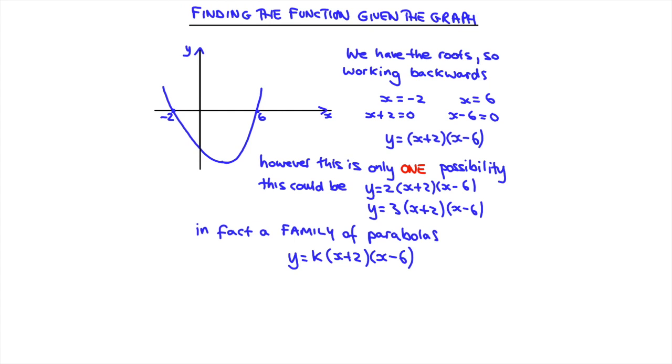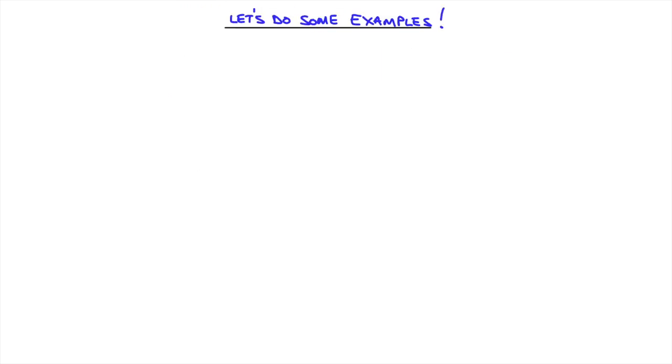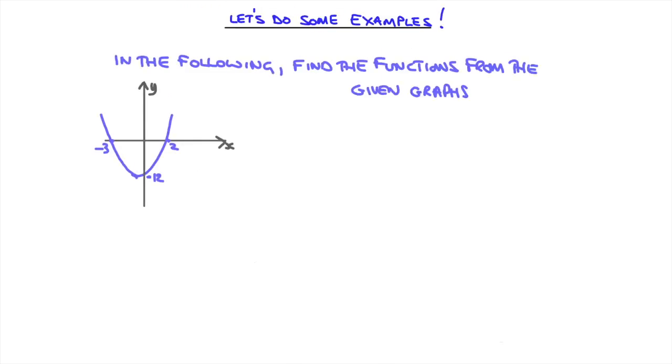It could be y equals 2 times x plus 2 times x minus 6. That would also give us zeros of -2 and 6. Y equals 3 times x plus 2 times x minus 6. In fact, a family of parabolas. So all we can say, given that graph, is that it belongs to the family of parabolas y equals k times x plus 2 times x minus 6. To find the particular parabola, we need another point on the graph. Let's do some examples then.